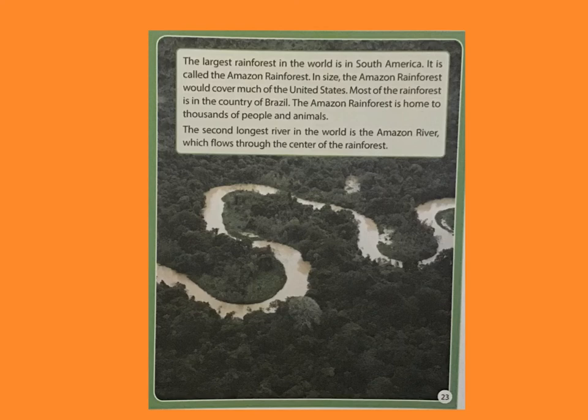Now, let me explain what a rainforest is. It's a forest found in warmer places that gets a lot of rain. That makes sense, right? Rainforests typically have very tall, leafy trees that form a canopy or roof overhead.